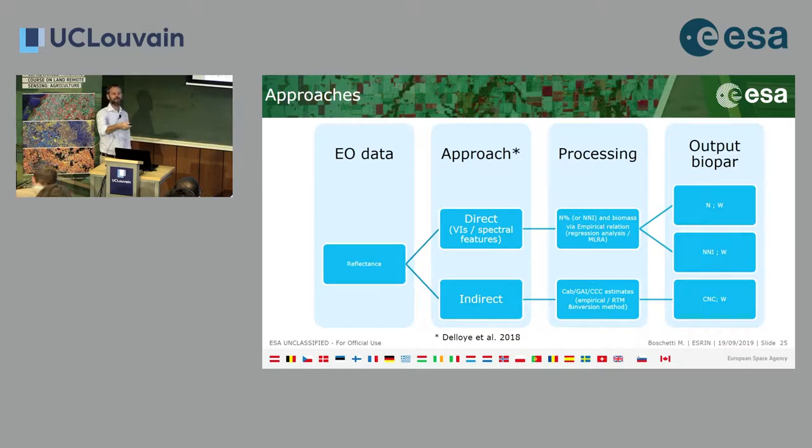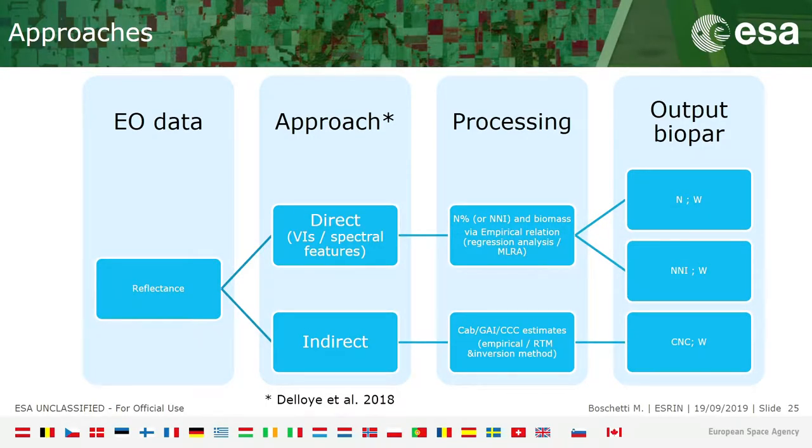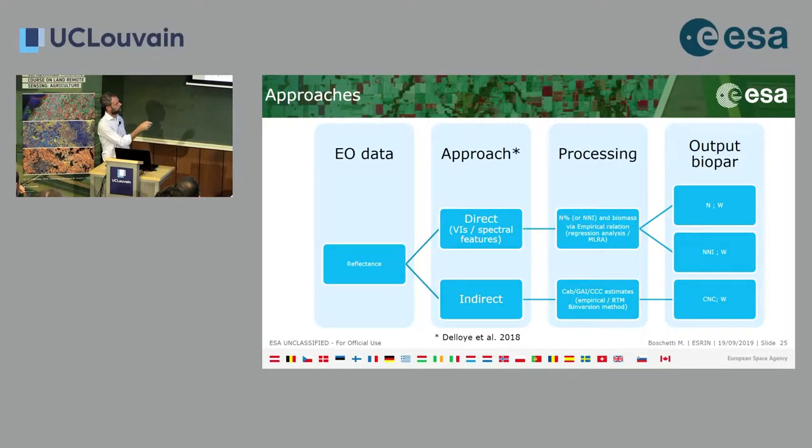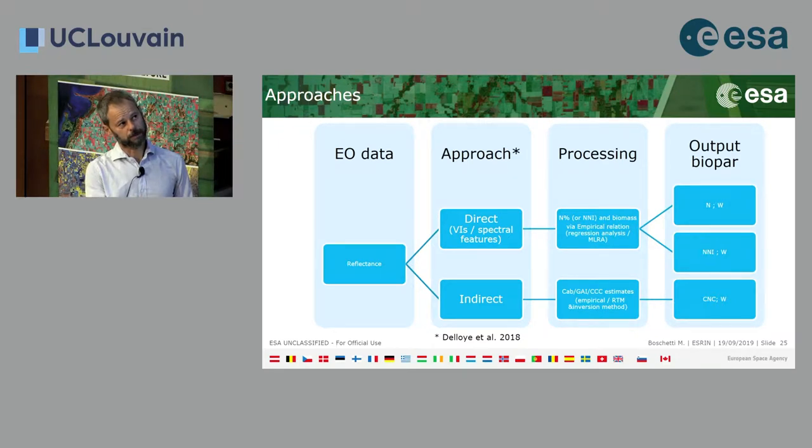So I show you three examples for each of these schemas, and then an experimental example that makes things clearer. So we are in optical remote sensing. We start from reflectance. We can analyze this reflectance in terms of vegetation index or spectral feature, or in an indirect way, we can process those and create an already estimated biophysical parameter, like you saw with the Marine base yesterday. So chlorophyll, green area index, or canopy chlorophyll content, okay? So this is called indirect, and I will tell you why, according to Deloy. She was a PhD student here at UCL, and the material I'm showing comes from that university. So the direct one uses the vegetation index and estimates the nitrogen percentage directly, or NNI.